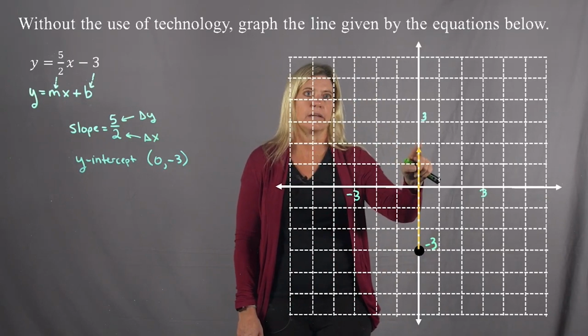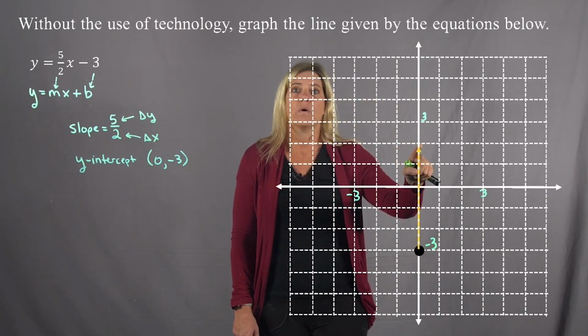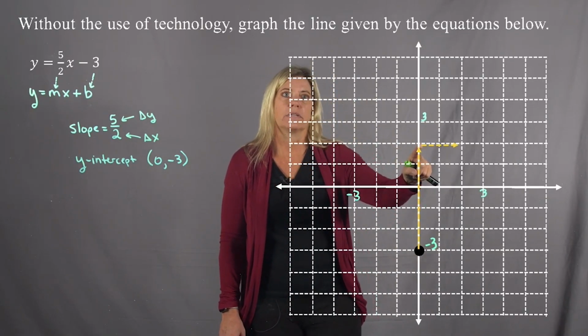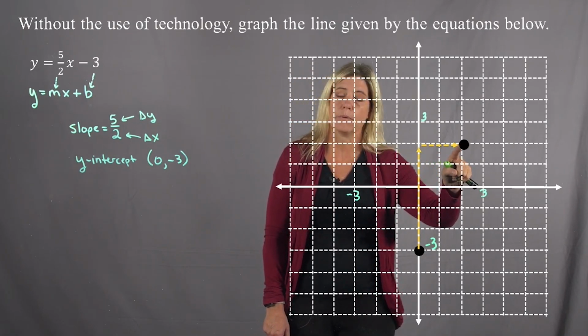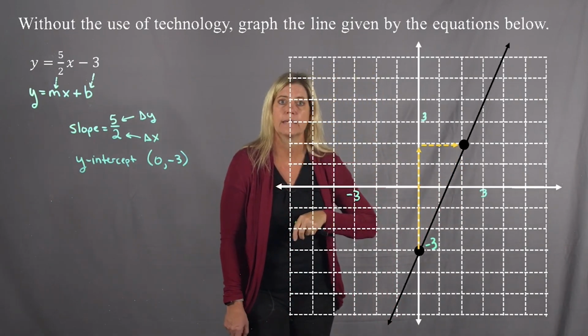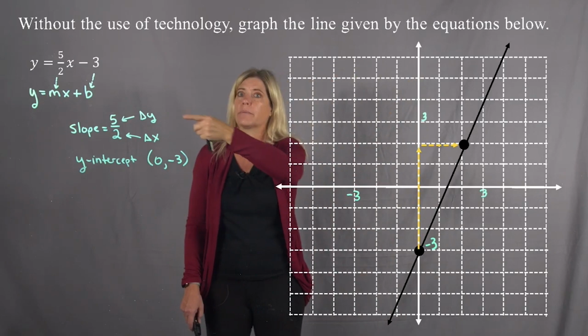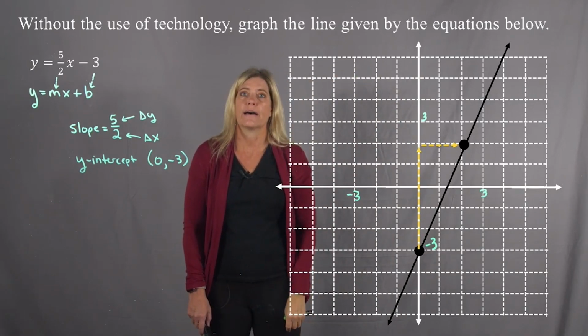It's going to put me right here. And now I've got to go over to the right 2 because it's a positive 2. So I go over to the right 2. That puts me here. I go ahead and plot a point, and then I construct the line that goes through those 2 points, and that gives me the line then that represents y equals 5/2 x minus 3.